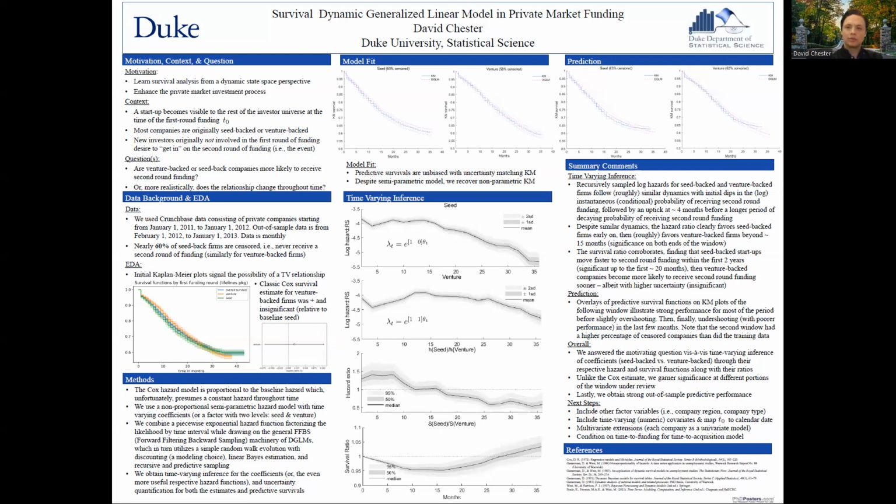Note that in the poster, we are looking at the log hazard functions for seed-backed startups and venture-backed startups, and not at the time-varying coefficients themselves. The log hazard function is a more useful way of exploiting the time-varying inference of the coefficients as it provides the log instantaneous conditional probability of receiving second round funding at any given point in time. For clarity, note that the hazard for seed is this first equation, whereas for venture, we have this second equation.